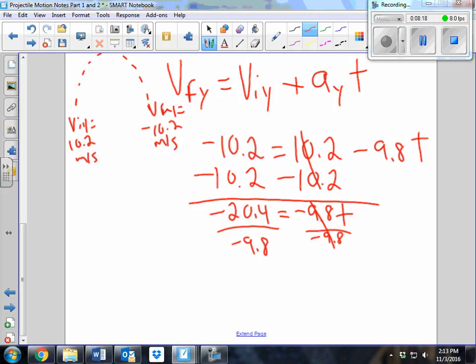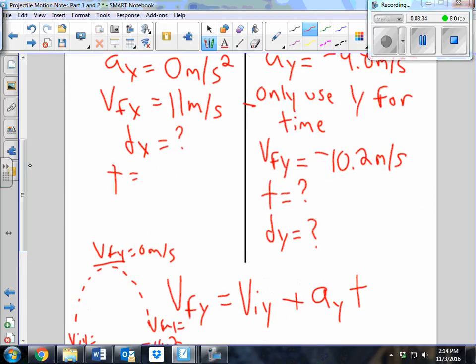And plugging this in my calculator, I get an answer that the total time it is in the air is 2.1 seconds. So the total time it's in the air, let's fill that back in our table, is 2.1 seconds.